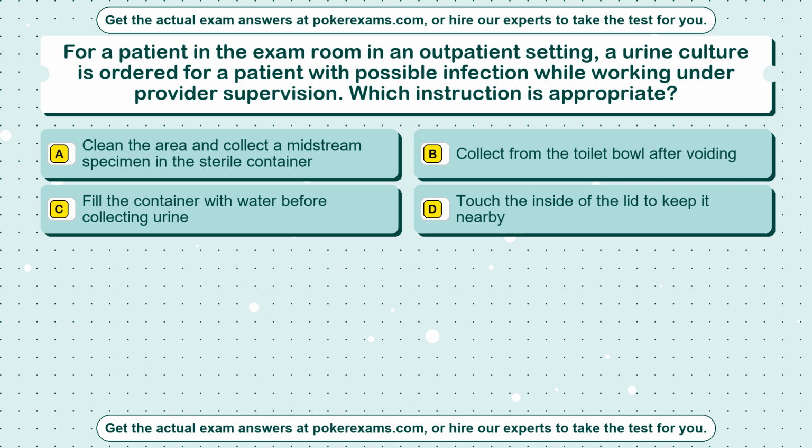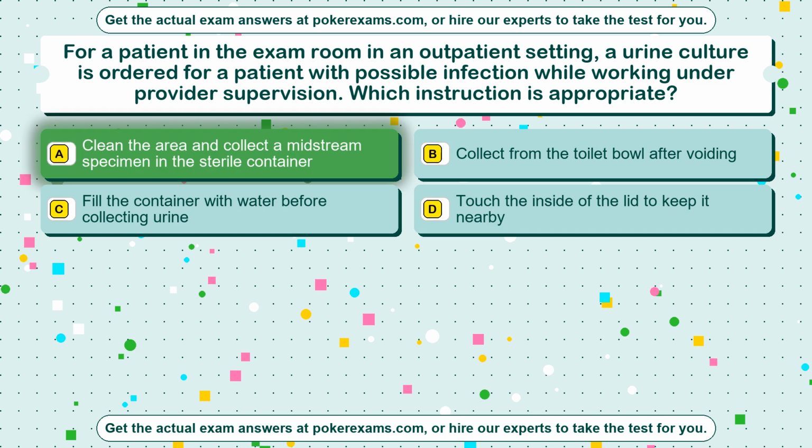Question 8. For a patient in the exam room in an outpatient setting, a urine culture is ordered for a patient with possible infection while working under provider supervision. Which instruction is appropriate? Option A. Clean the area and collect a midstream specimen in the sterile container. Option B. Collect from the toilet bowl after voiding. Option C. Fill the container with water before collecting urine. Option D. Touch the inside of the lid to keep it nearby.